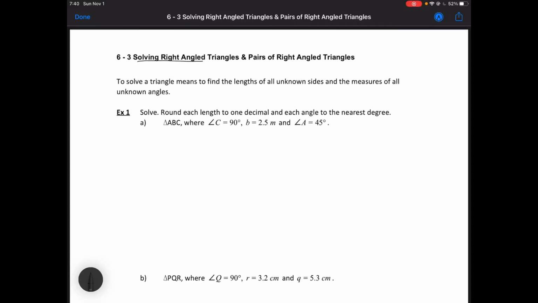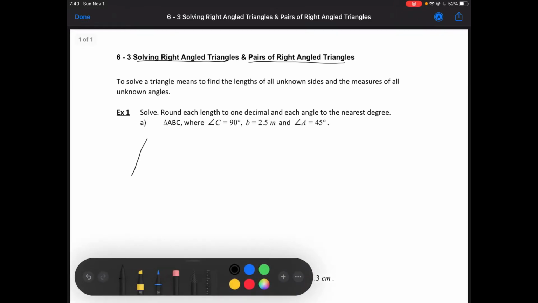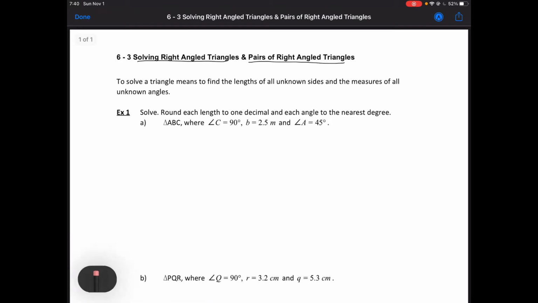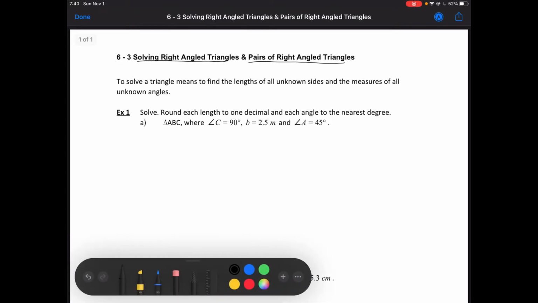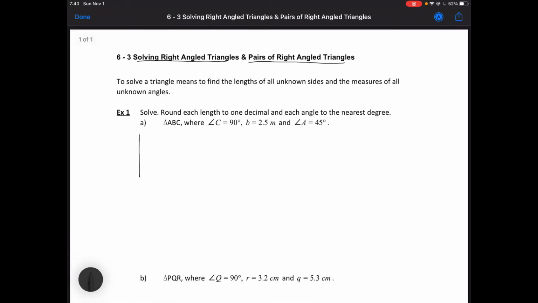This video goes over what it means to solve a right-angled triangle, and an example of how to solve pairs of right-angled triangles. When you're solving a triangle, it means to find the lengths of all the unknown sides and the measures of all unknown angles. So the first thing to do in this case would be to draw a diagram.